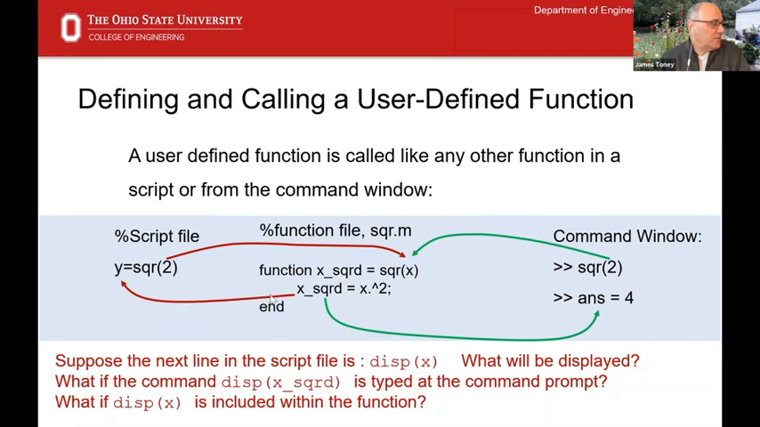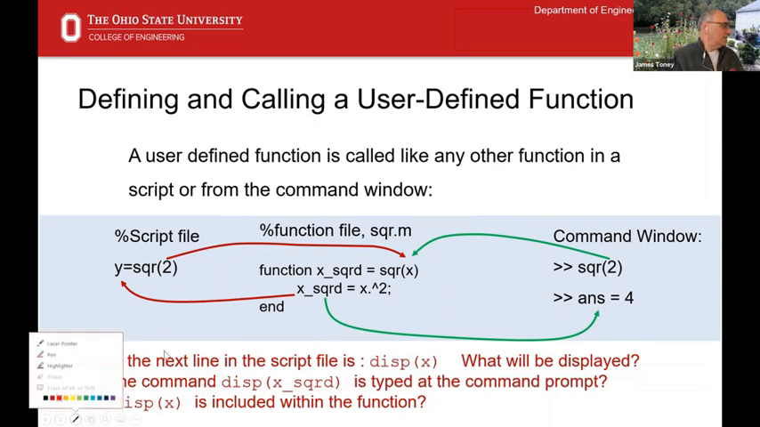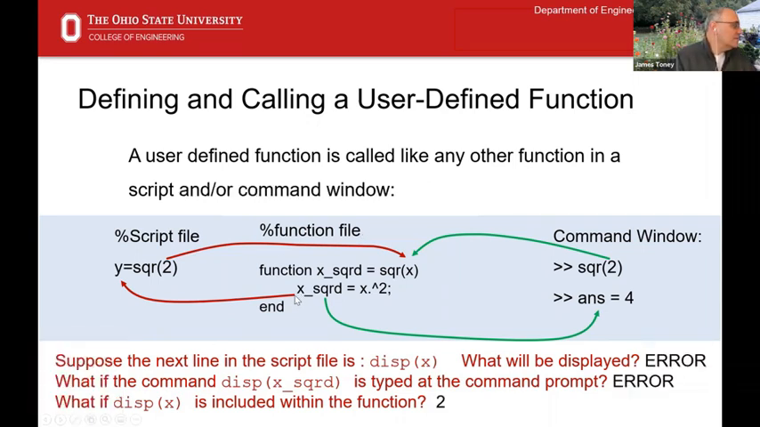And I really should have shown this arrow maybe coming from here, from the output argument, okay, because that's how values get passed back to the caller, to the main program. But again, all it's sending back is a number. It's sending back the number 4.